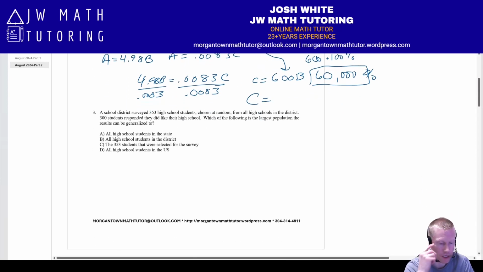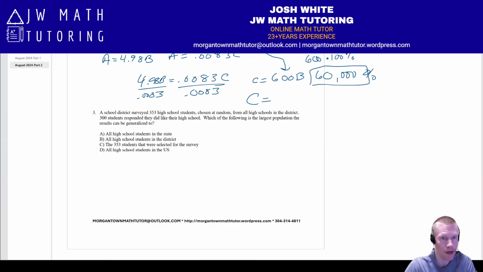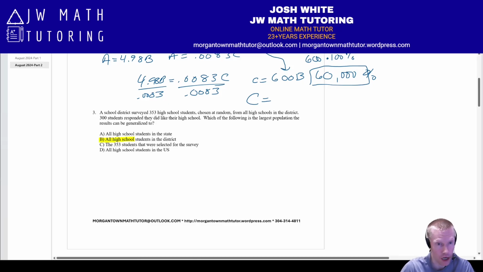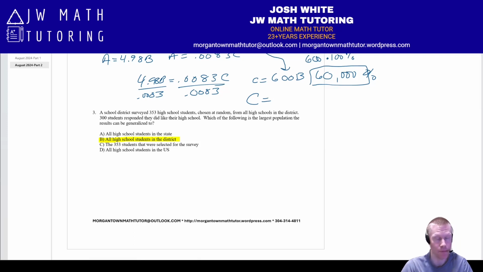Next, you have one that deals with problem solving and data analysis, specifically survey design. Basically the idea here is the survey was given to high school students in this specific school district, from the various high schools that are in it. The largest population that it can be generalized to is all high schools in the district, because that's where your survey sample came from.